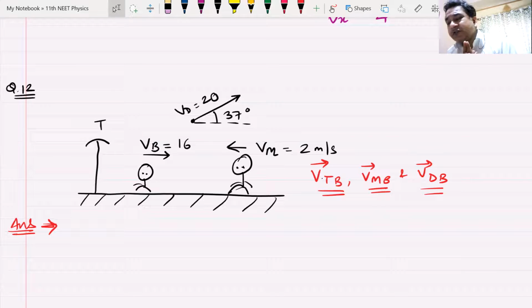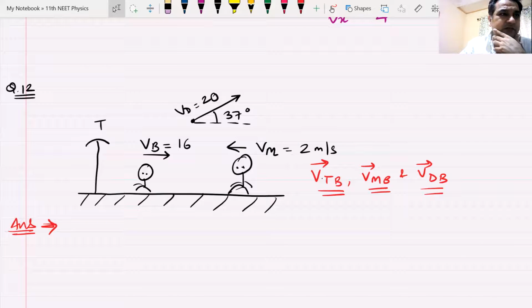Sir, what is the third question? Velocity of bird with respect to boy, Niharika. That is the third question. Velocity of bird with respect to the boy. Anyone?